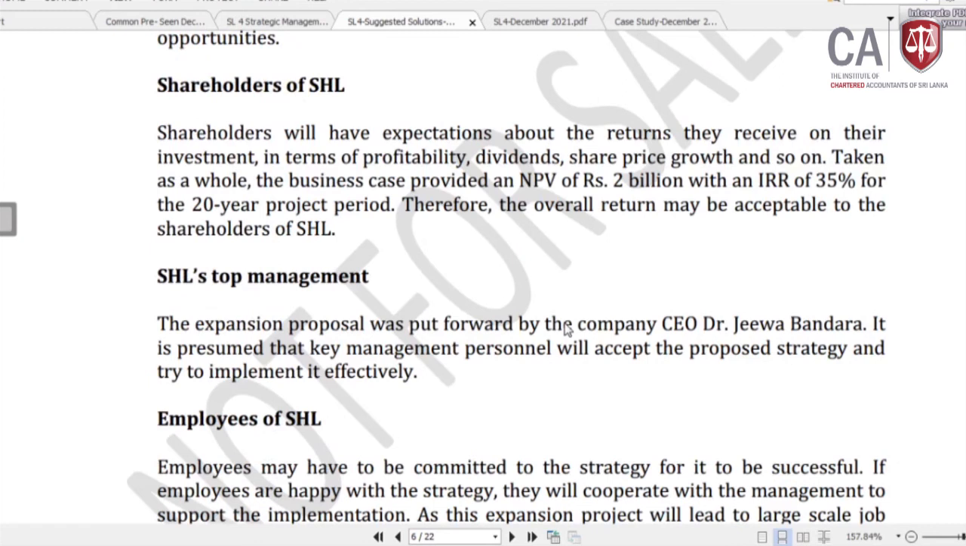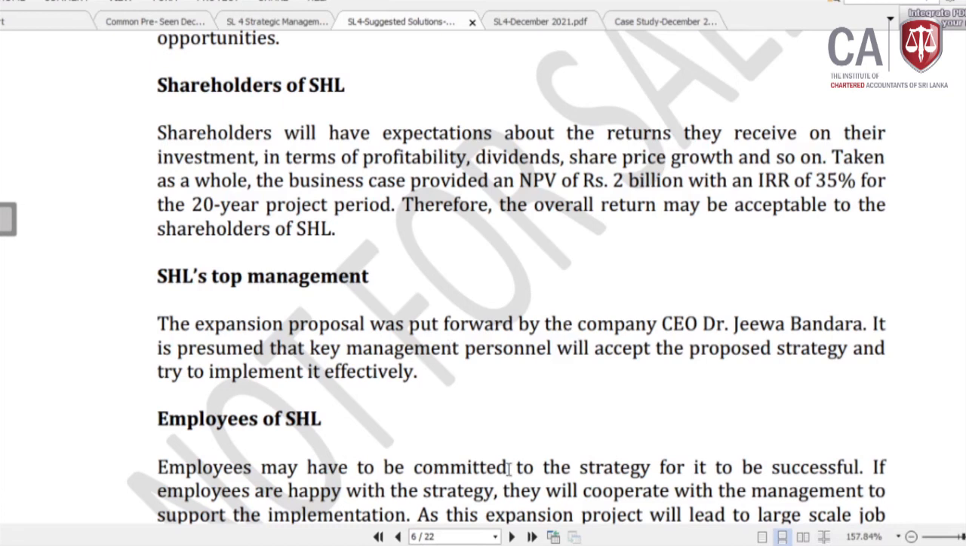Then shareholders of SHL will have expectations about the return they receive on their investment in terms of profit, dividend, share price growth and so on. Taken as a whole, the business case provided an NPV of 2 billion with an IRR of 35% for the 20-year project period. Therefore, the overall return may be acceptable to shareholders of SHL. And again, you can write one additional sentence: after the revised plan also, it should be a positive NPV and a good IRR, right.